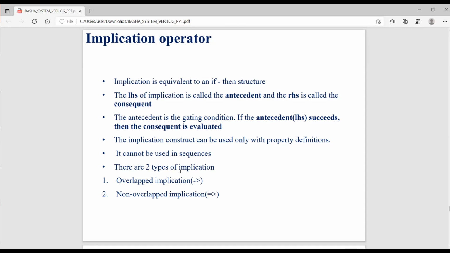Two types of implication operators we have. One is overlapped implication, and another one is non-overlapped implication. When I'm preparing my PPT, I'll add the symbols clearly. I'll just show you.